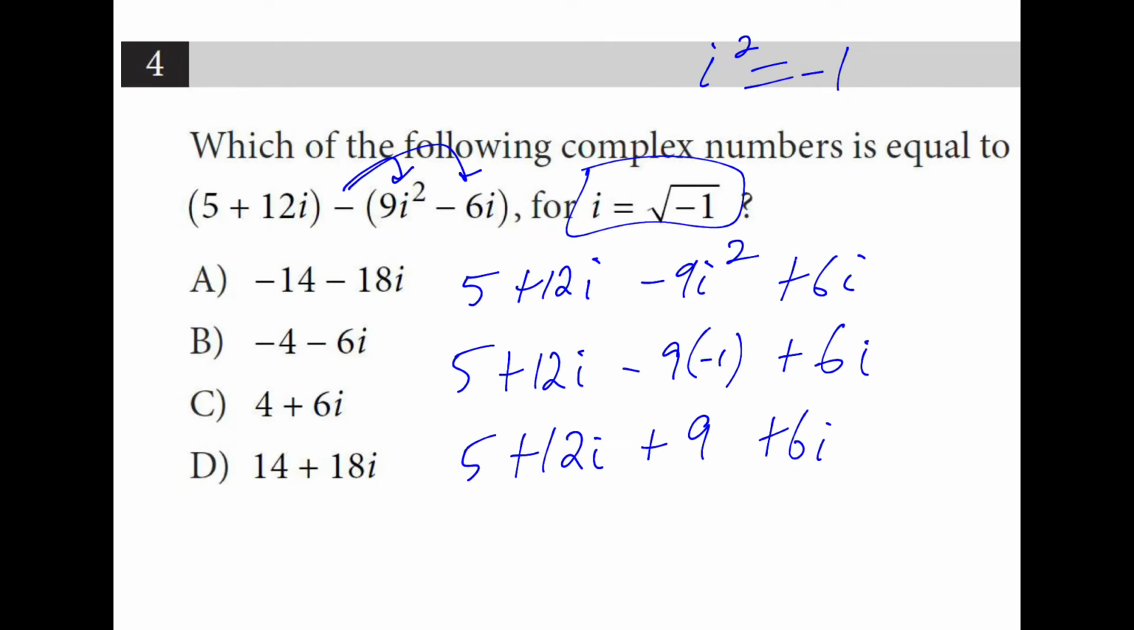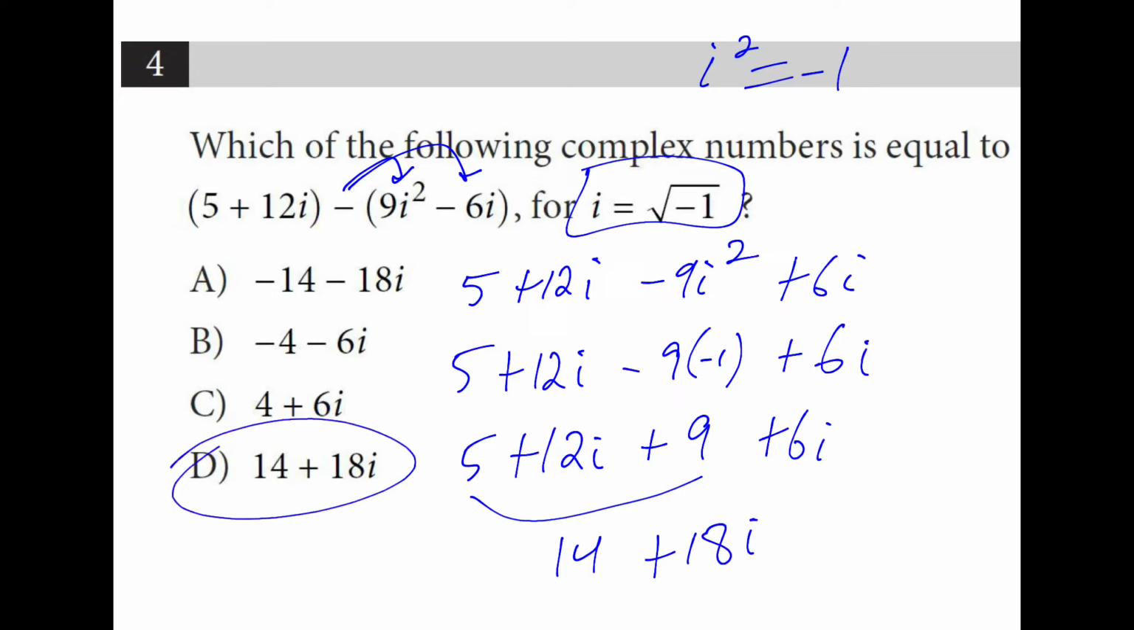And after we evaluate that, we're just combining like terms. 9 and 5 give us 14, 12i and 6i give us 18i. So the answer is D.